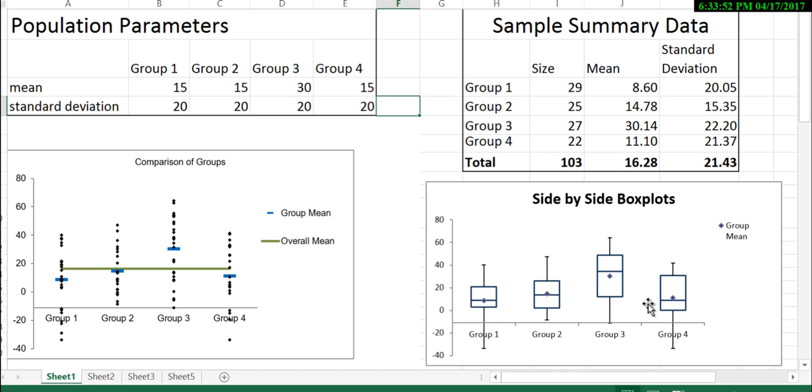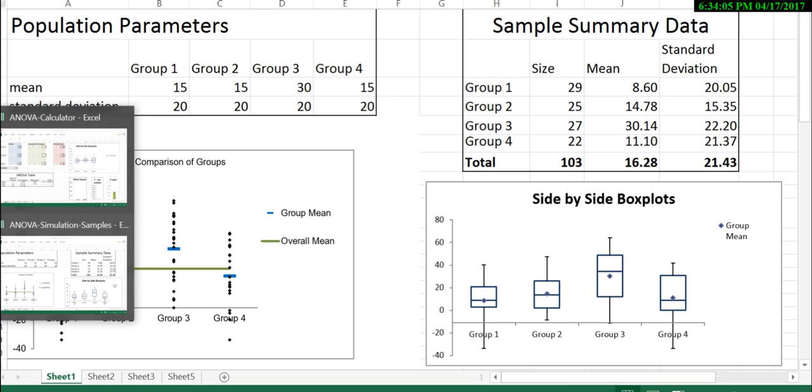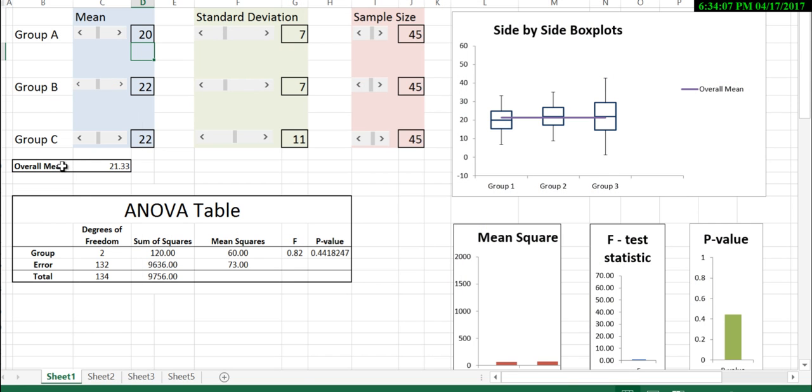The centers don't even seem that different anymore because my standard deviations are so big. Or the variation within each group is so big that the difference in those group means just doesn't seem quite as noticeable anymore. Okay, so now that we've looked at that, let's go to a second one.